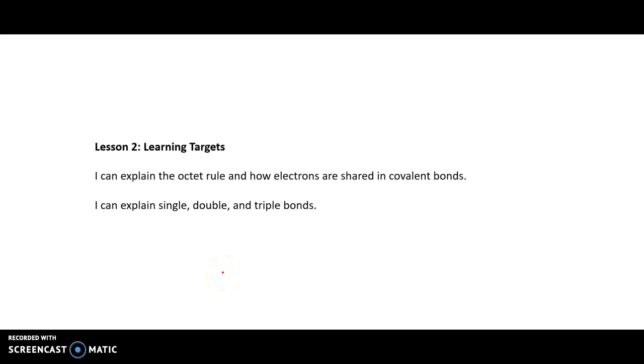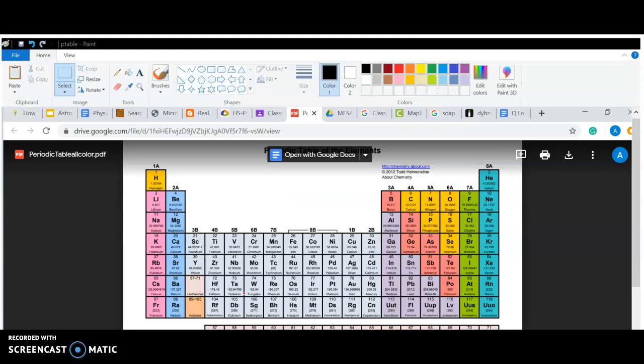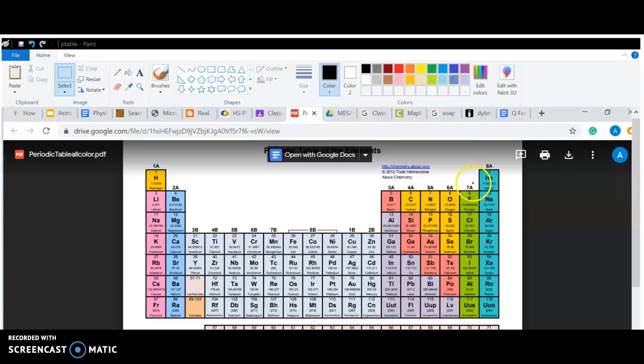So the octet rule comes from the number 8. What's special about 8? We know if we look here on our periodic table, our noble gases, those are stable, right? We learned from ionic bonds, they transfer electrons, like metals want to give up electrons, nonmetals want to gain. In covalent bonds, they want to share. All right, so let's look at chlorine. Chlorine is in group 7, so it's got 7 valence electrons.